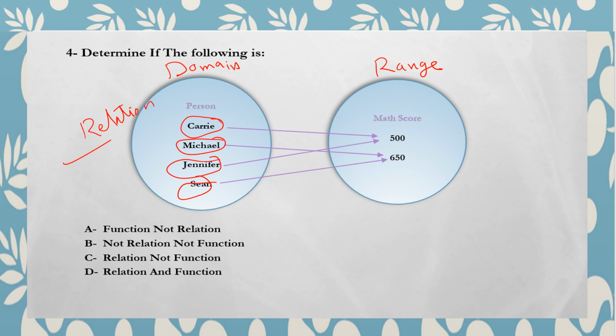This is true. And the second question, is this relation a function or not? We said that in a function, each element in the domain should correspond to exactly one element in the range. And in this relation, each person has a math score in the range, or corresponds to exactly one element in the range. So this is also a function. So this example is a relation and a function, and the correct answer would be D.